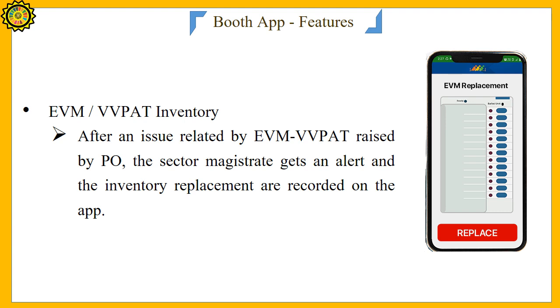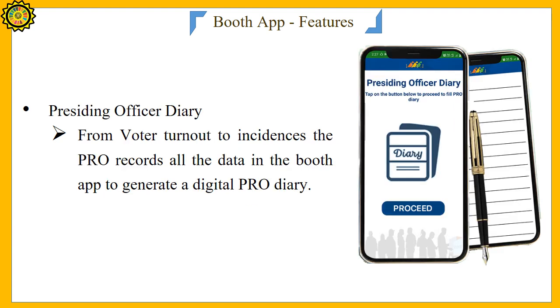EVM VVPAT inventory. After an issue related to EVM VVPAT is raised by the presiding officer, the sector magistrate gets an alert and the inventory replacement is recorded on the app. But this facility will be used only when instructed by ECI. Presiding officer diary. From voter turnout to incidences, the presiding officer records all the data in the Booth app to generate a digital presiding officer diary. But this will also be used only when instructed by ECI.